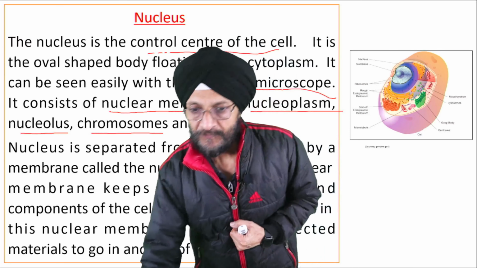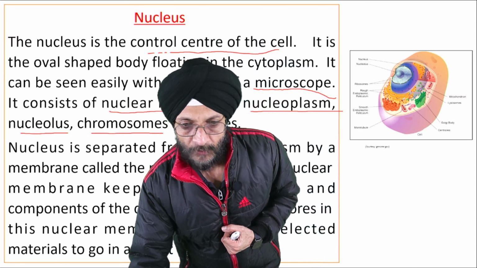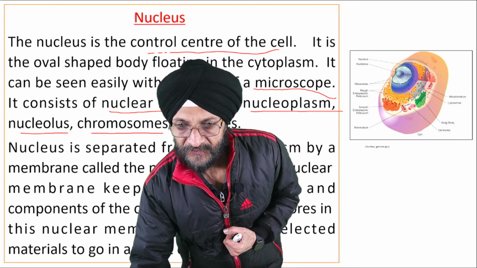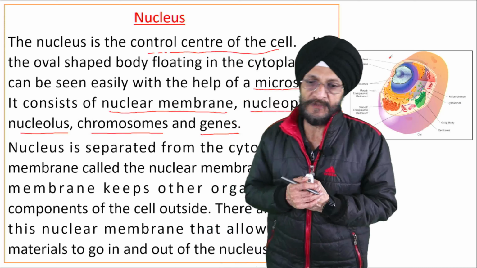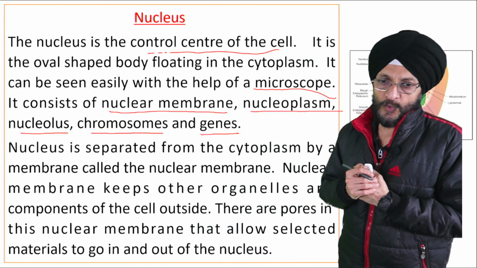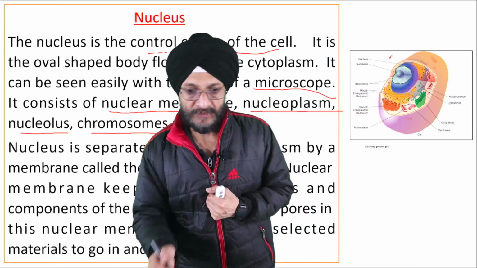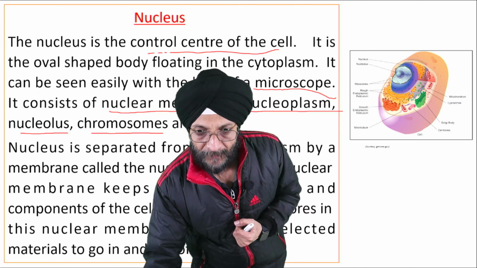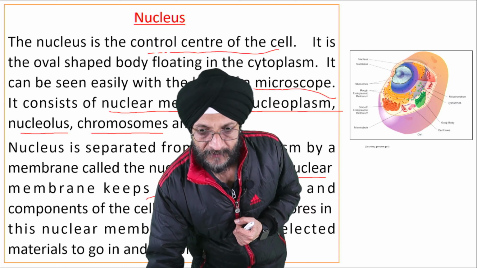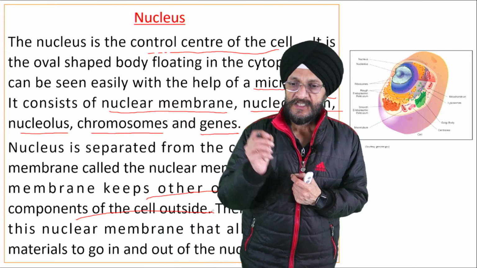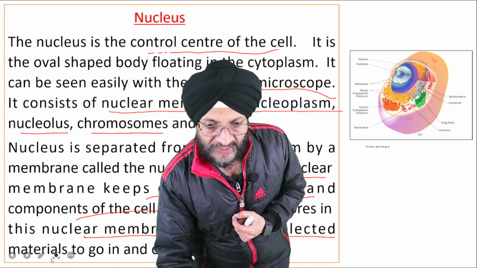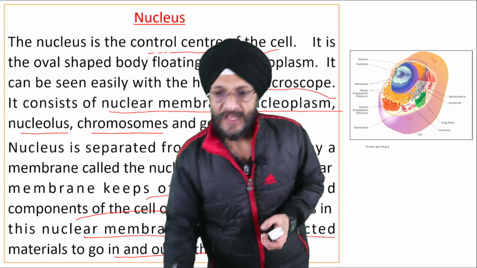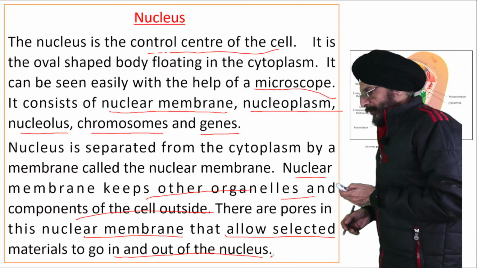This is the nucleus. It is separated from the cytoplasm by a membrane which is called nuclear membrane. It means that there is an outer covering outside the nucleus which separates the nucleus from the cytoplasm. Nuclear membrane keeps the other organelles and components of the cell outside. There are small pores in this nuclear membrane that allow selected materials to go in and out of the nucleus.